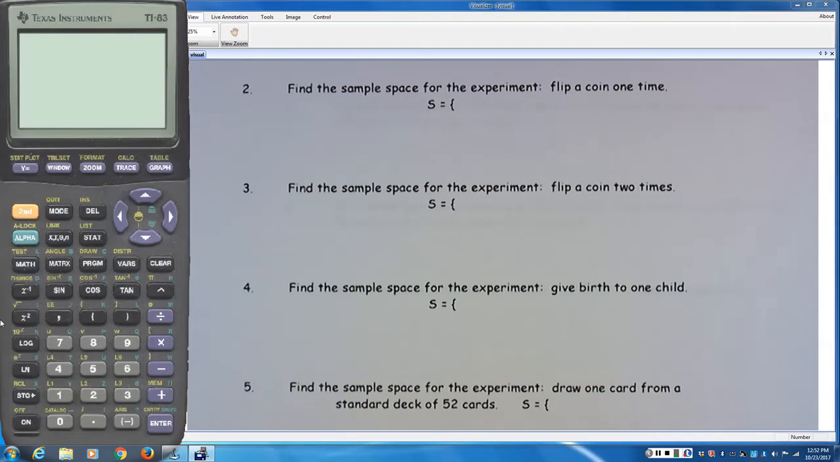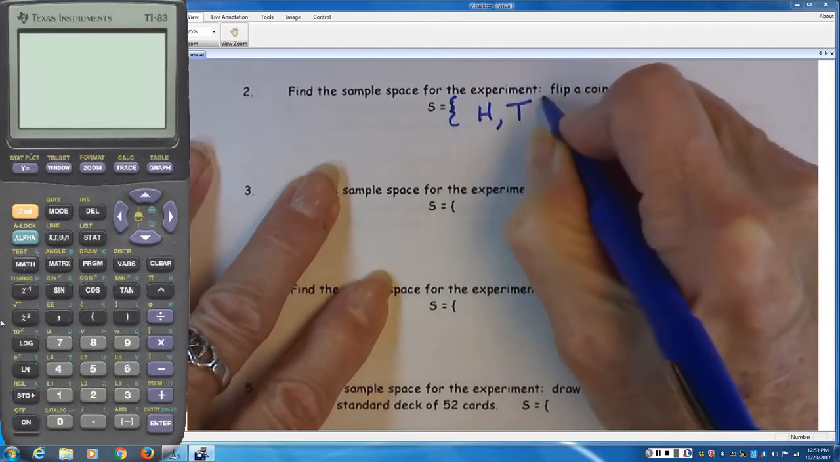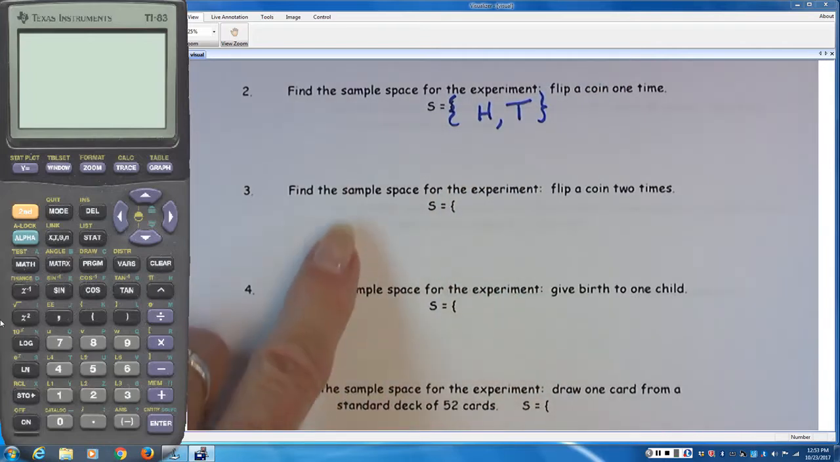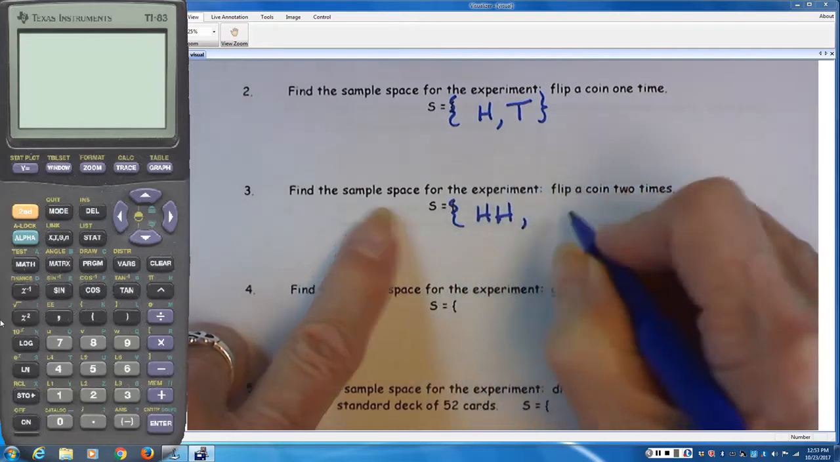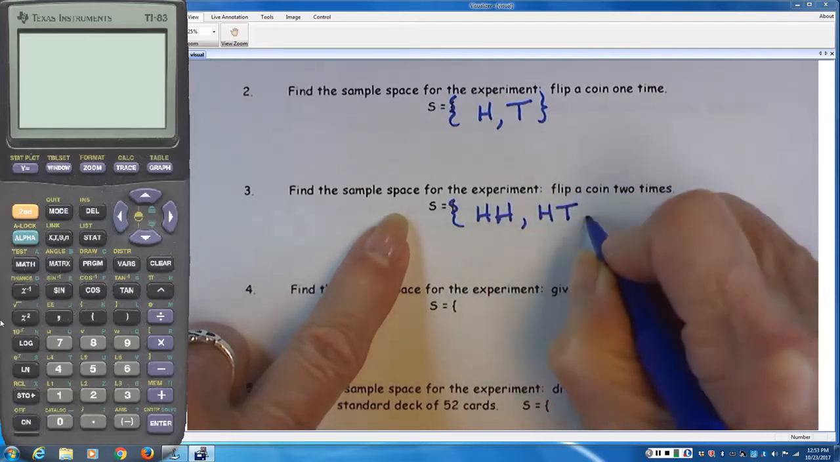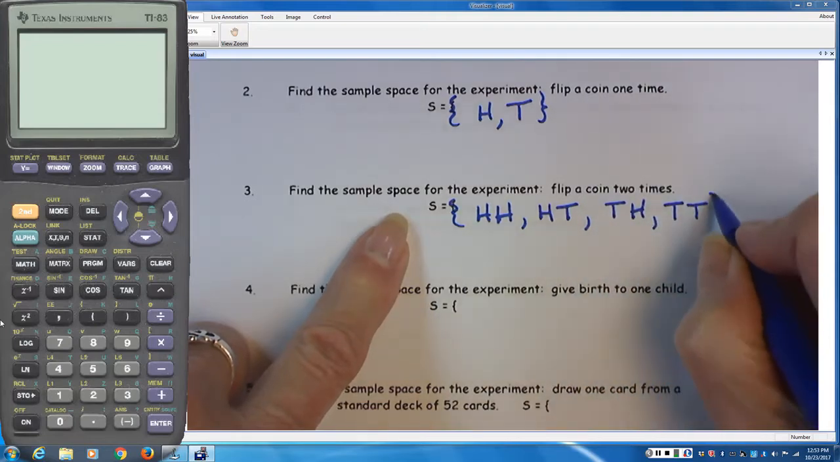Find the sample space for this experiment. You flip a coin one time. What can happen? Heads or tails? What if you flip the coin twice? That's exactly right. You could get two heads. You could get a head and then a tail. You could get a tail and then a head, or you could get tails on both tosses.